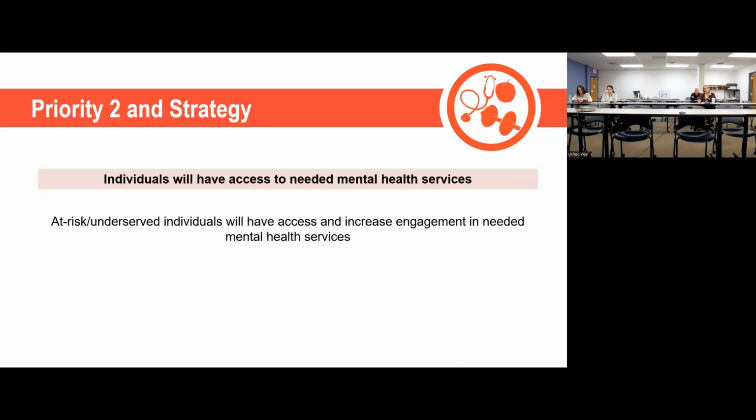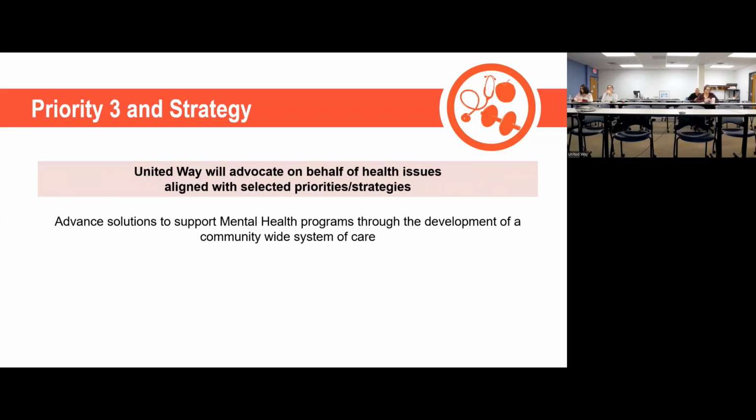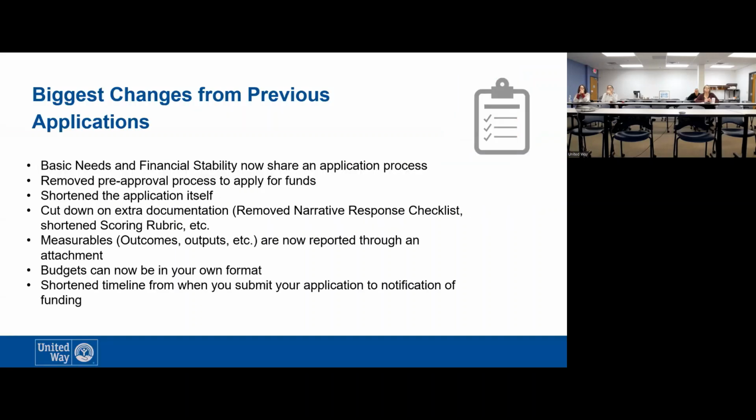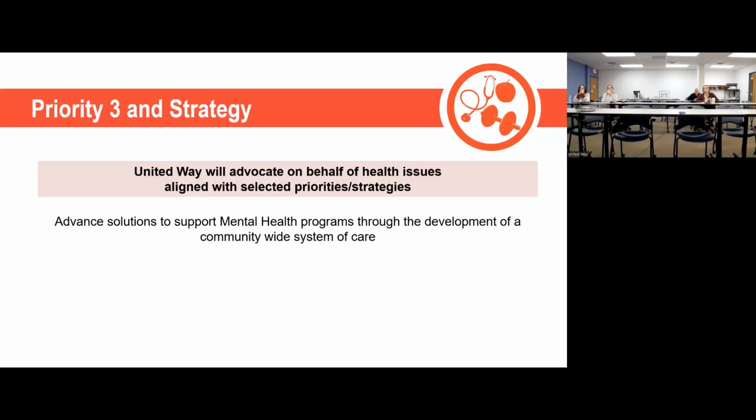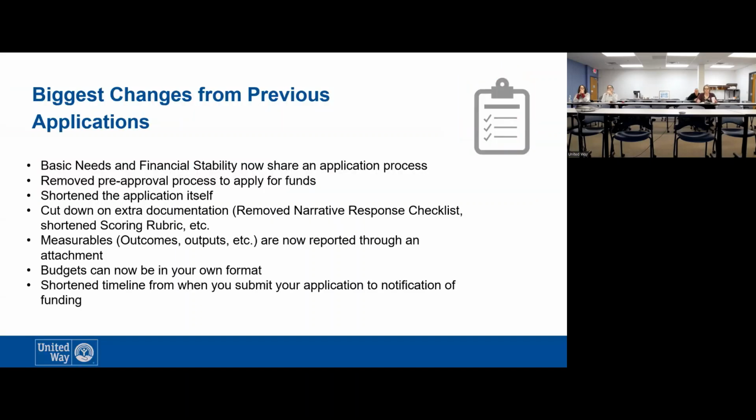And then honestly, I think priority 2 is about as straightforward as it gets. We want people to have mental health services. So if your program helps people access mental health services, that's something we would be interested in funding. And then lastly, this is that development of a community-wide system of care around mental health. And I don't think that there are any issue area stipulations around health.